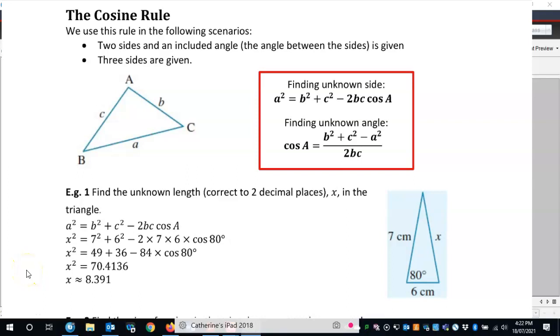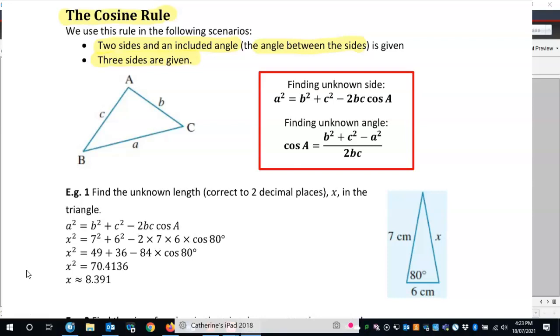So let's talk about the cosine rule. So we have the sine rule and the cosine rule. We can use either one, but only in certain scenarios or situations. With the cosine rule, we can only use it when we have two sides and an included angle, which is the angle between the two sides, or if we have the length of all three sides of the triangle.